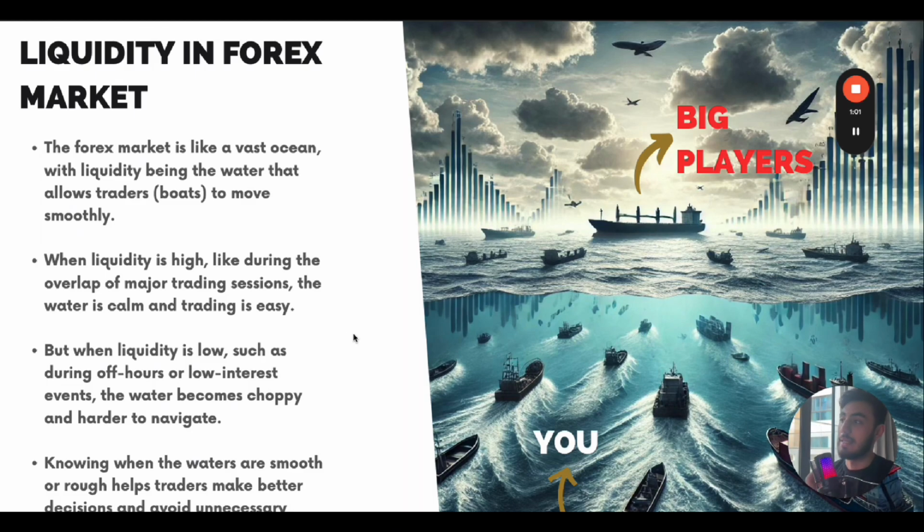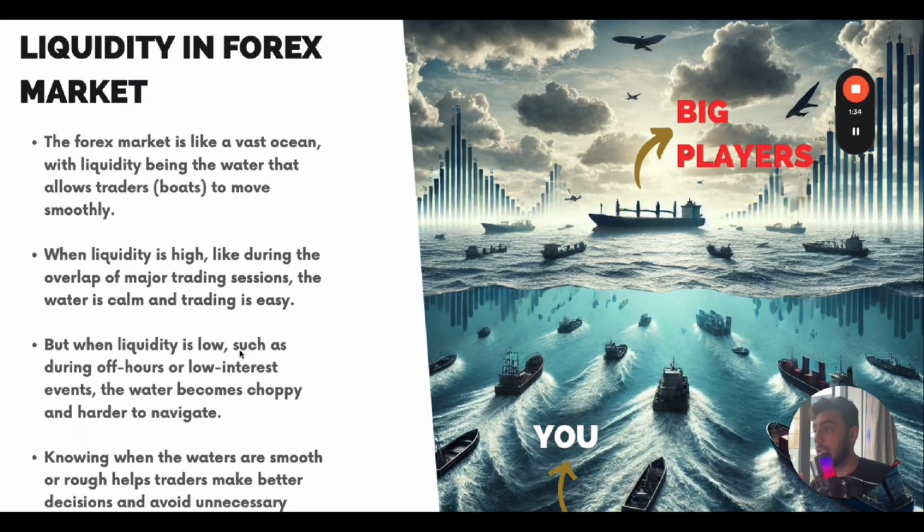When liquidity is high, like during the overlap of the major trading sessions, the water is calm and trading is easy. Once we have a bunch of water, let's say in a special session like New York, for example in EUR/USD or GBP/USD, we have special times when we see a bunch of liquidity in the market. At that situation, the water is calm and trading is easy.